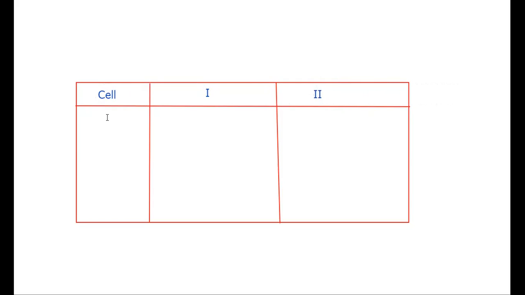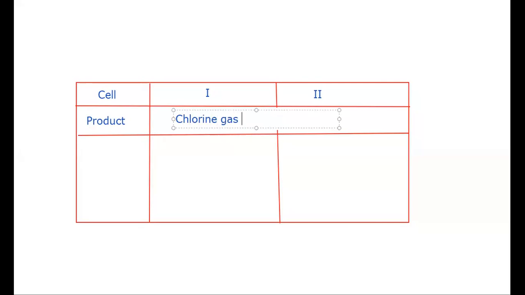Now, from the question, it says that they want you to state the product formed. You explain the observation and you name the product formed. We can actually put here the product first. Okay, what is the product? For cell 1, yes, it will be the chlorine gas. So, chlorine gas. Okay, now for cell 2, it will be the oxygen gas.